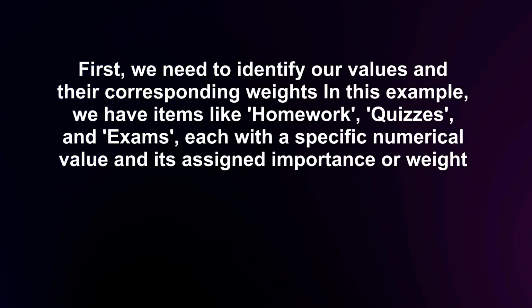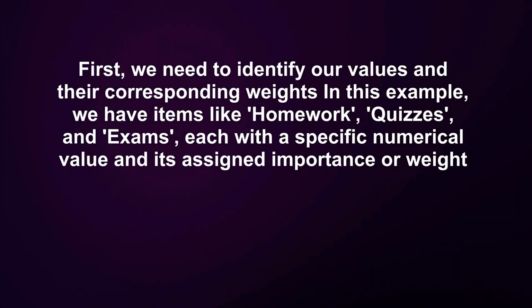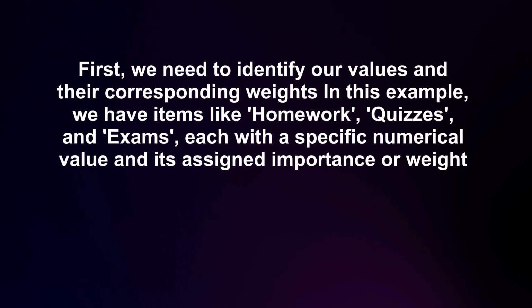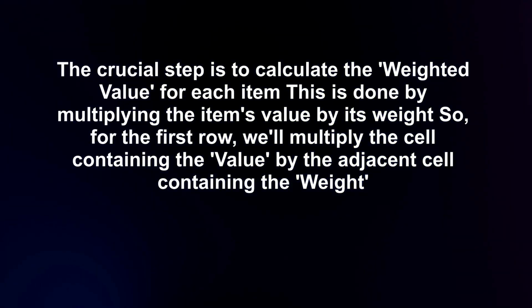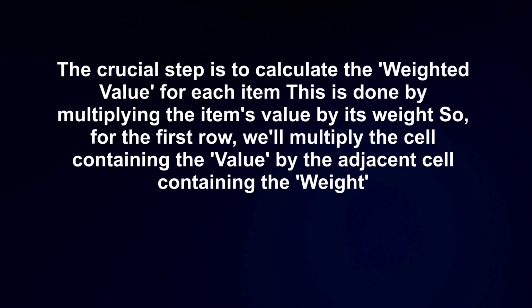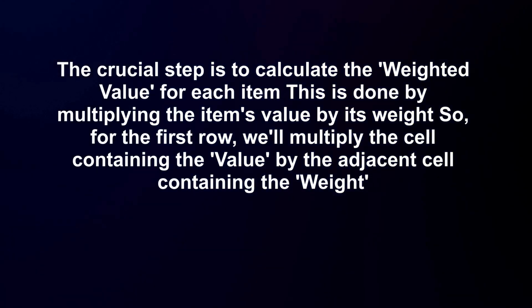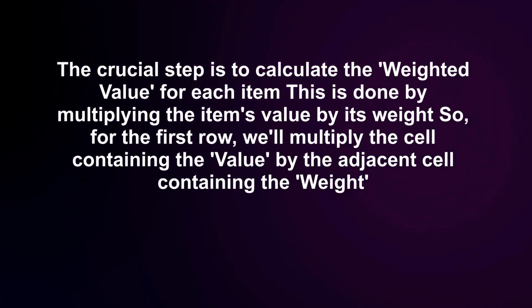In this example, we have items like homework, quizzes, and exams, each with a specific numerical value and its assigned importance or weight. The crucial step is to calculate the weighted value for each item. This is done by multiplying the item's value by its weight. So, for the first row, we'll multiply the cell containing the value by the adjacent cell containing the weight.